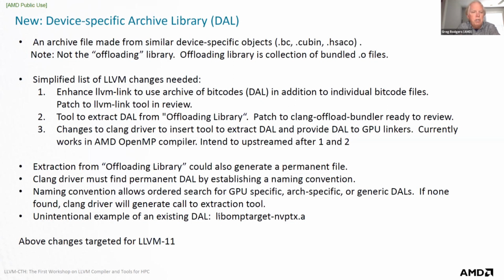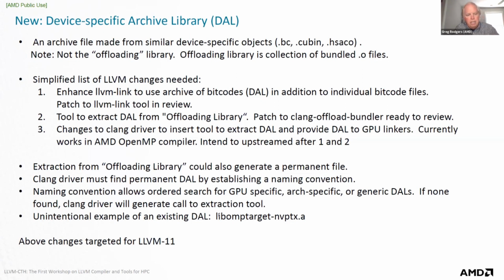So I'm going to introduce this term, device-specific archive library, or DAO. It's an archive file made from similar device-specific objects. There'd be bitcode, CUBIN, HSA code object. It's not the offloading library. The offloading library is this fat library that has both the host and device. This is a library that has just specific things for the device.